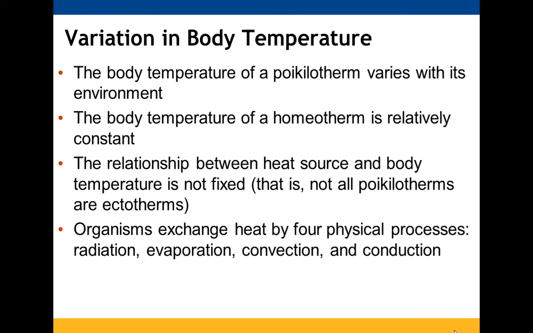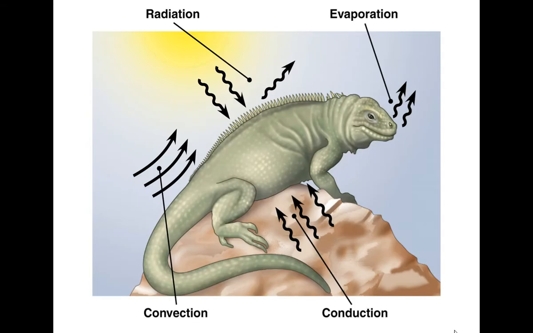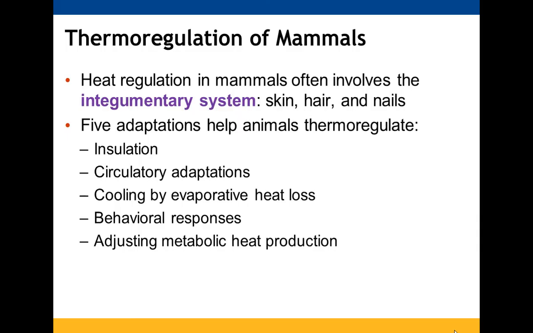Ways that we can exchange heat: radiation, evaporation, convection, and conduction. So there are some examples of that. Radiation is releasing it, conduction is absorbing it, convection is the waves, evaporation is allowing it to evaporate off.